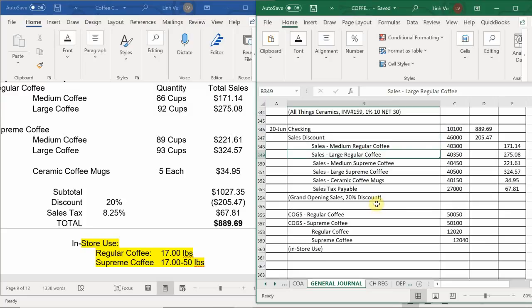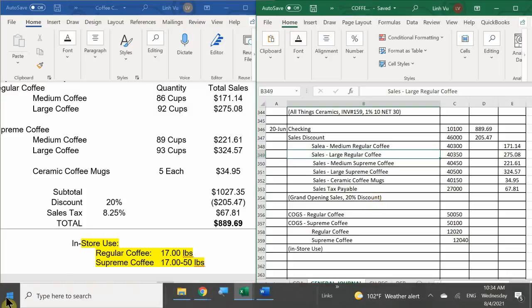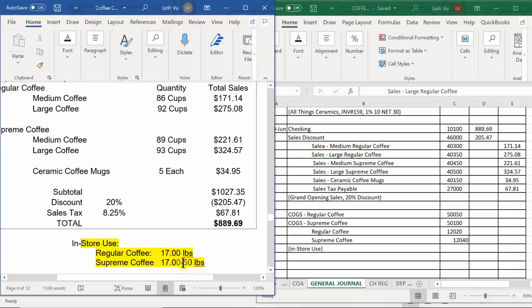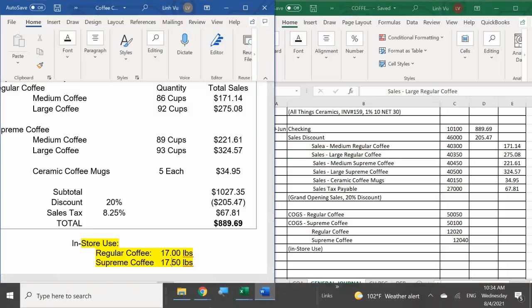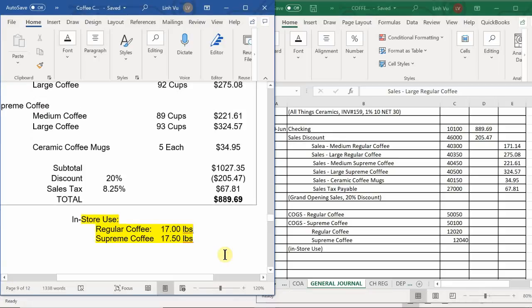Here it says that to sell all those coffees, we used a total of 17 pounds of the regular coffee and, I think this is supposed to be 17 and a half pounds of the Supreme coffee. So if that's the case, let's go ahead and calculate.